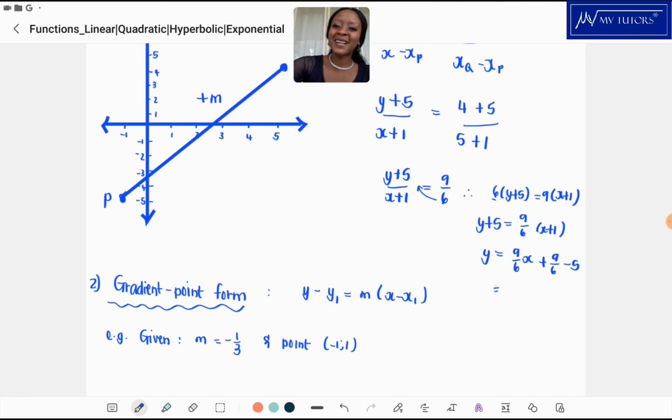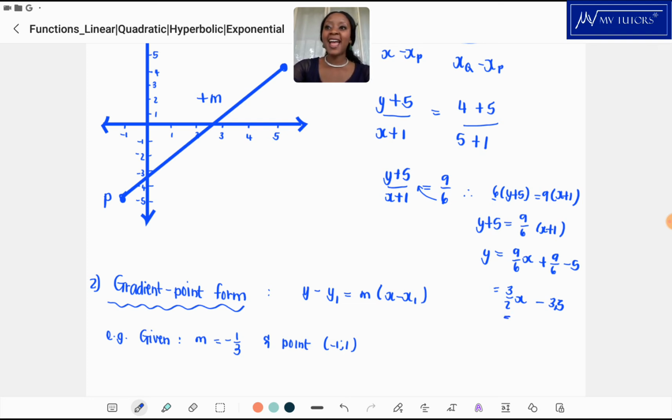I can simplify it though. It's going to be 3 over 2. Alright, so that makes it better. That is 1.5. So if I have 1.5 minus 5, that's like saying minus 5 plus 1.5. That will be minus 3.5. Okay, so yes, my gradient is positive.